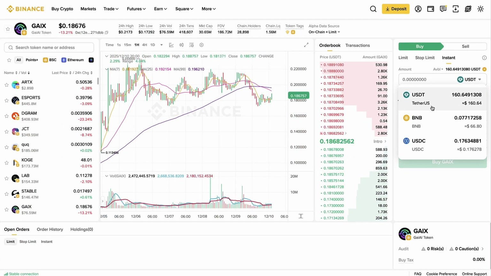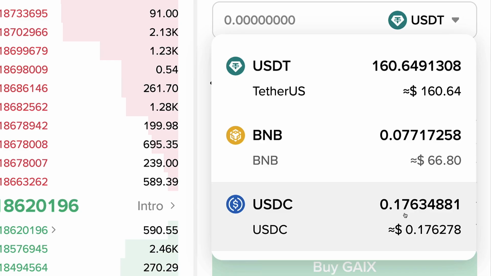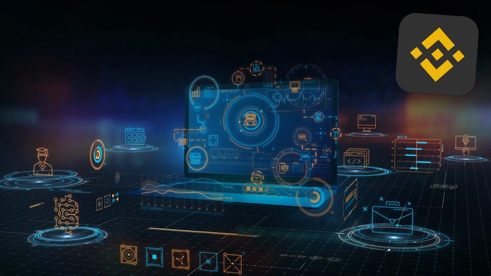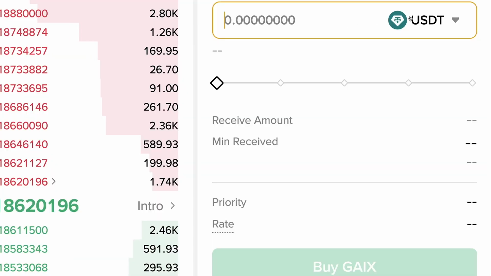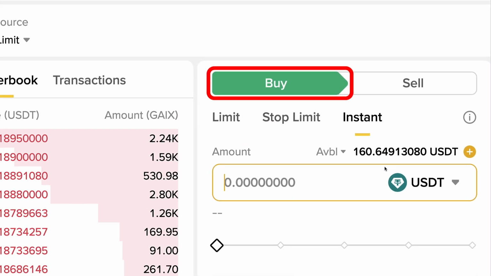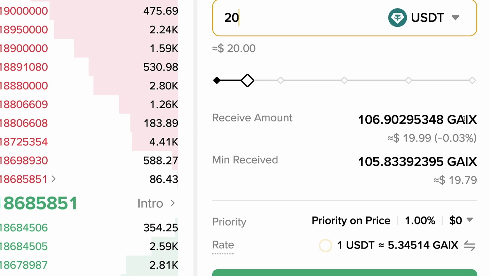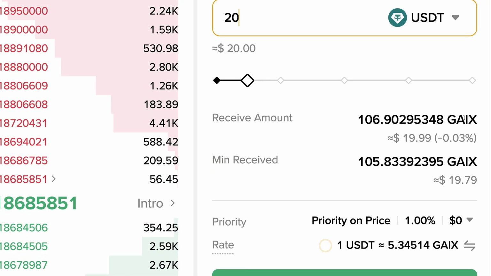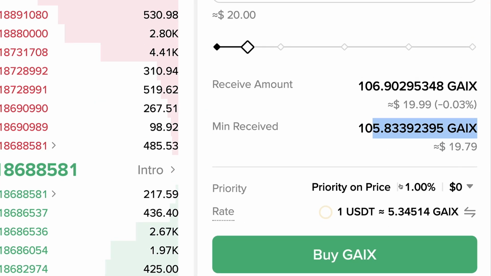Here I can choose to use different coins for Binance Alpha, USDT, BNB or USDC, and I'm quite confident that they will also add other coins in the future, but let's buy with USDT. I have chosen here buy. I choose here for example 20 USDT, and here it shows how much I can receive. The number of GAIX tokens, minimum received, and here you can choose the priority.